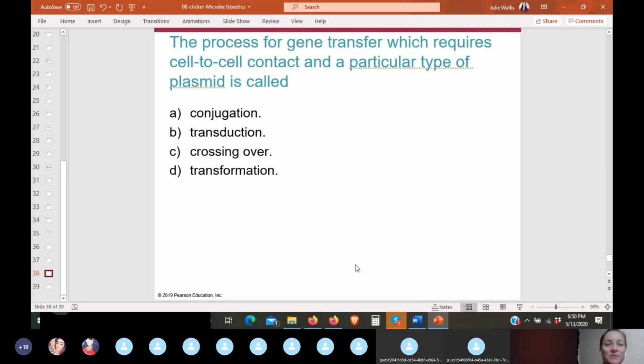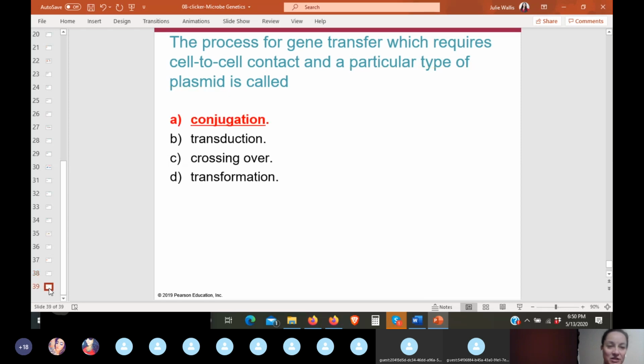All right, and then finally the last one: the process for gene transfer that requires cell-to-cell contact by a particular type of plasmid is called which? So that again is conjugation, and this animation walks you through that.